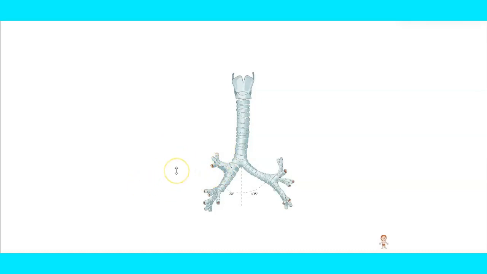Alright, so we're going to talk about the segments when we talk about the lungs in detail. When we talk about the lungs, you're going to see the bronchopulmonary segments. Those bronchopulmonary segments, it's all these segmental bronchi that will supply those segments. Alright, so that's why it's called segmental bronchi or tertiary bronchi.